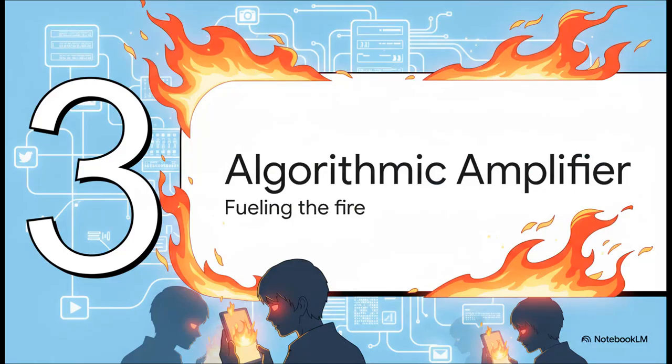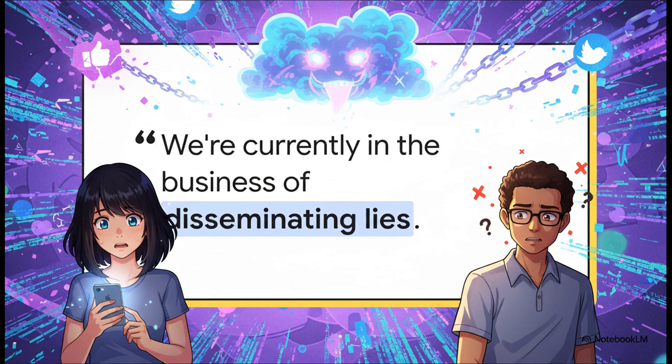All right, part 3, the algorithmic amplifier, fueling the fire. So we know who creates the lies, but how do they reach millions of people in a matter of hours? For that, we've got to look at the social media platforms themselves. Listen to this jaw-dropping quote. This came straight from internal whistleblower files at Meta. During a chat about platform metrics, an employee literally stated, "We're currently in the business of disseminating lies."